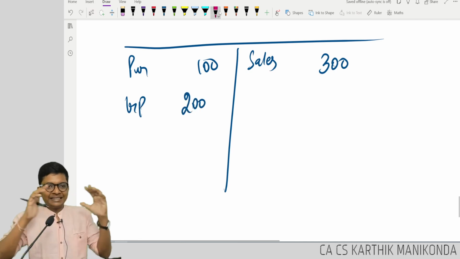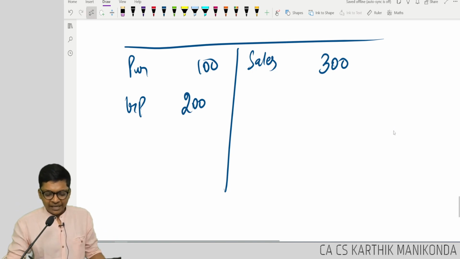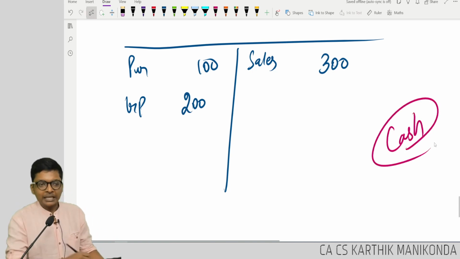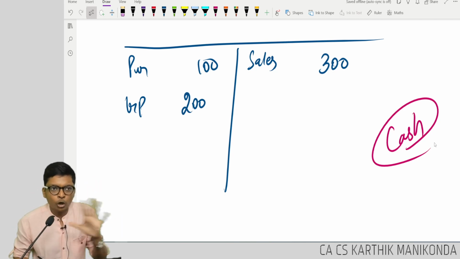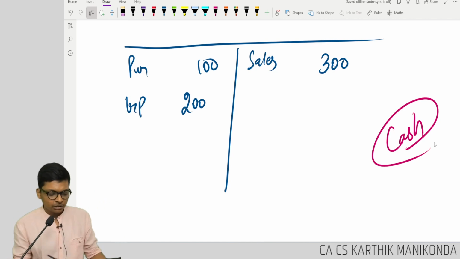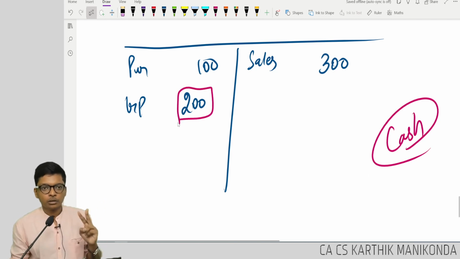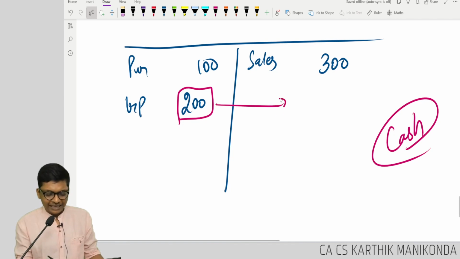Assume in this trading P&L account, everything is cash. Sales is cash, purchase is cash, expense is cash, everything is cash guys. No accrual. Everything is cash basis. So what is my GP? What is my cash in hand?